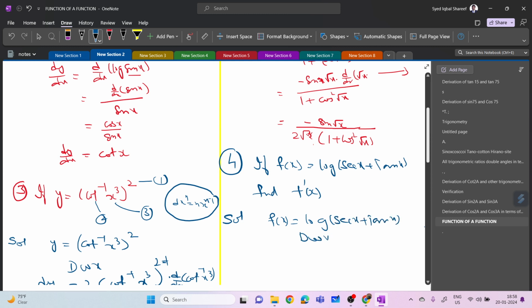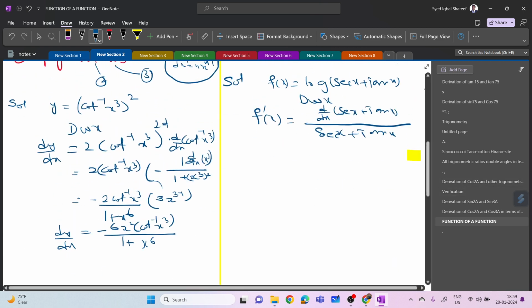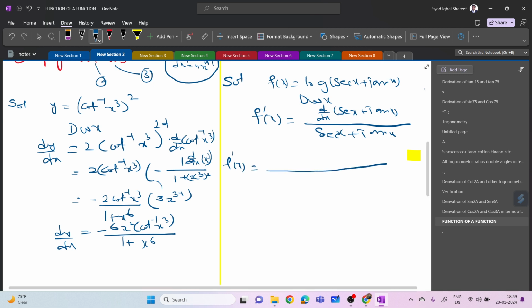Now differentiating with respect to x, f of x will become f dash x. Derivative of log x is 1 by x, so 1 by secant x plus tan x, then d by dx of secant x plus tan x. So now f dash x, this is secant x plus tan x.